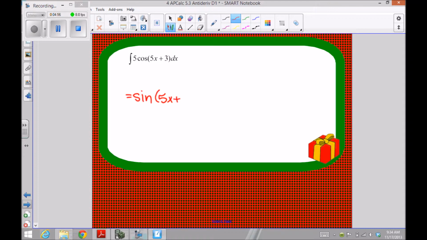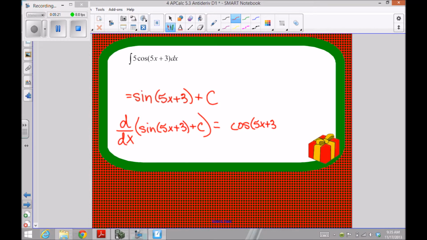Don't forget the plus C, super important. If I were to take the derivative of this to check it, I'm just going to show you this one real quick. I won't do this on the rest of them. Derivative of sine of 5x plus 3 plus C. Derivative of sine is going to be cosine of 5x plus 3. Derivative of C is a constant, so it goes to 0, and by your chain rule times 5. And yes, I do end up with what I started with, so I'm good.